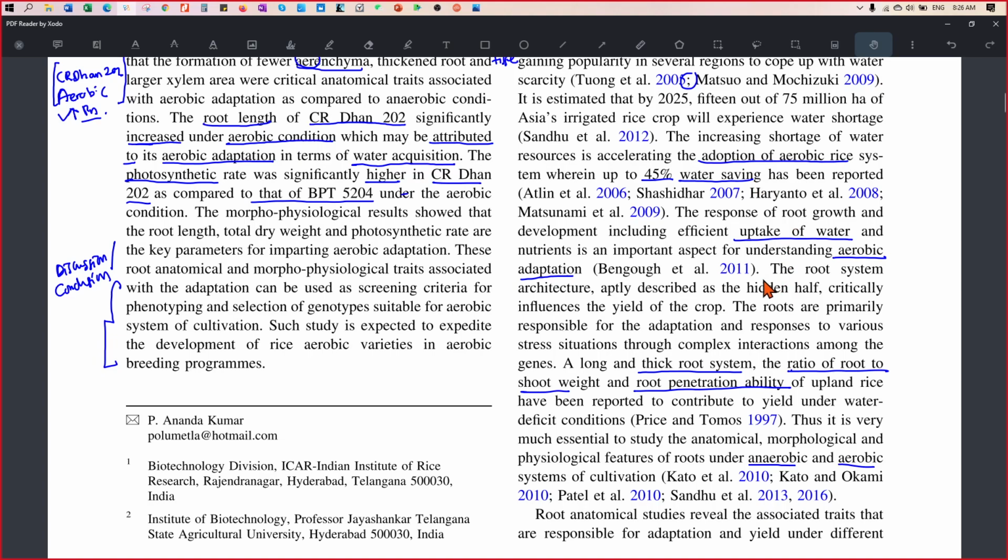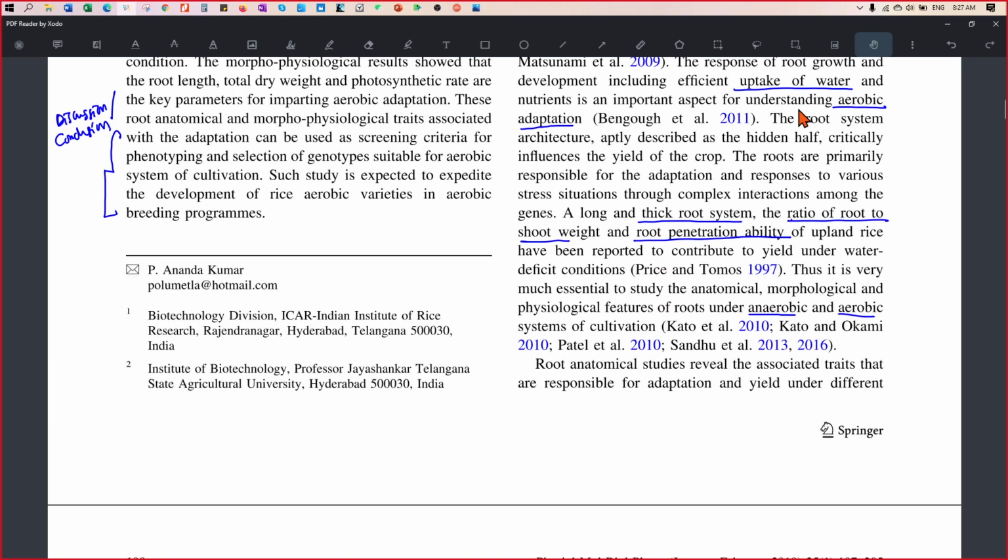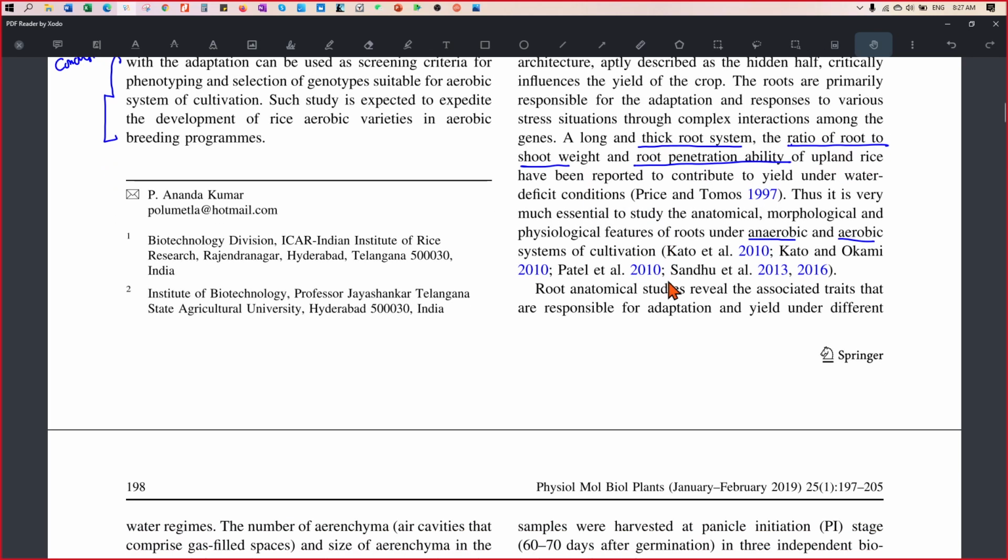So they are giving a lot of credit to aerobic rice. Okay, let's do this, because this is something that we should be doing. It has so many advantages. And how can rice be all right in this kind of aerobic condition? It is because of the root system: thick root, root penetration, and also the ratio of root to shoot weight.